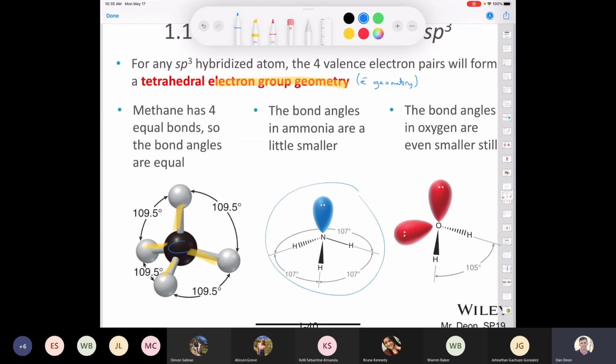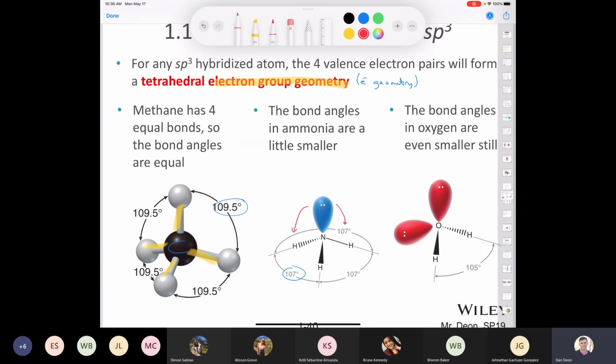In ammonia, the nitrogen has 3 sigma bonds and 1 lone pair, steric number of 4. So its electron geometry is tetrahedral. And the water molecule also has an electron geometry which is tetrahedral. Now, if you look at the bond angles in methane, everything is exactly 109.5 degrees. But if you look at the ammonia molecule, you'll see that the bond angles are a little less. Why is that? It's because of the lone pair on the nitrogen, which pushes down on those nitrogen-hydrogen bonds, brings them a little closer together.